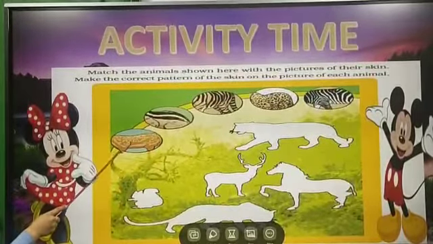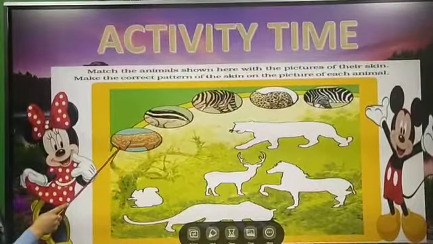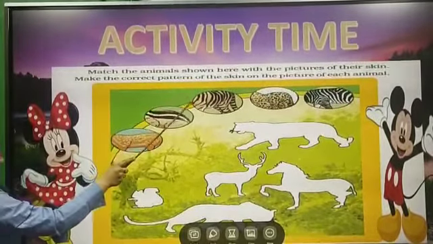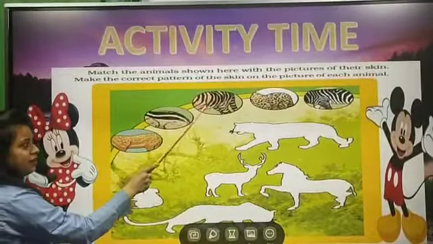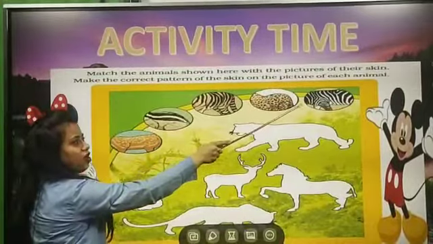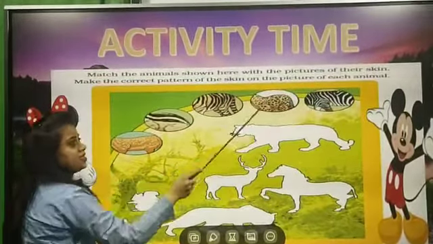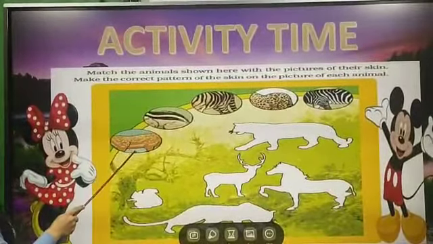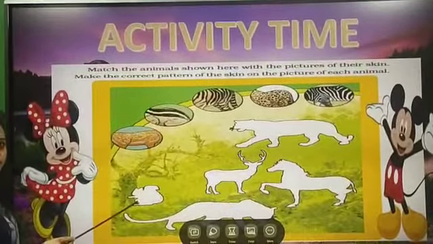This is the skin of a, yes, it is a skin of deer. This is a skin of squirrel. This is a skin of tiger. This is a skin of cheetah. This is a skin of zebra. Yes. Now we have a shadow in front of us. So we have to match this with the shadow of that picture.